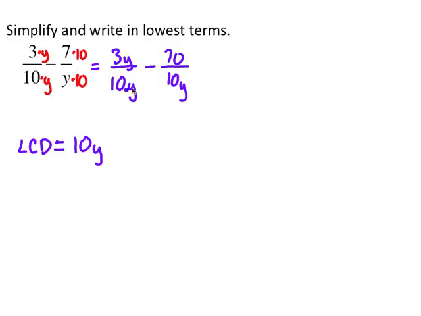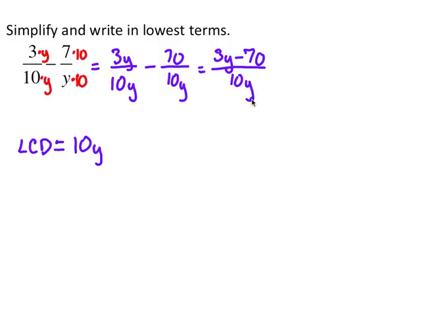Now we have our common denominator, so we're ready to subtract. 3y minus 70, those aren't like terms. So we can't subtract them and get a number answer. We just have to leave it as 3y minus 70. The denominator stays 10y.